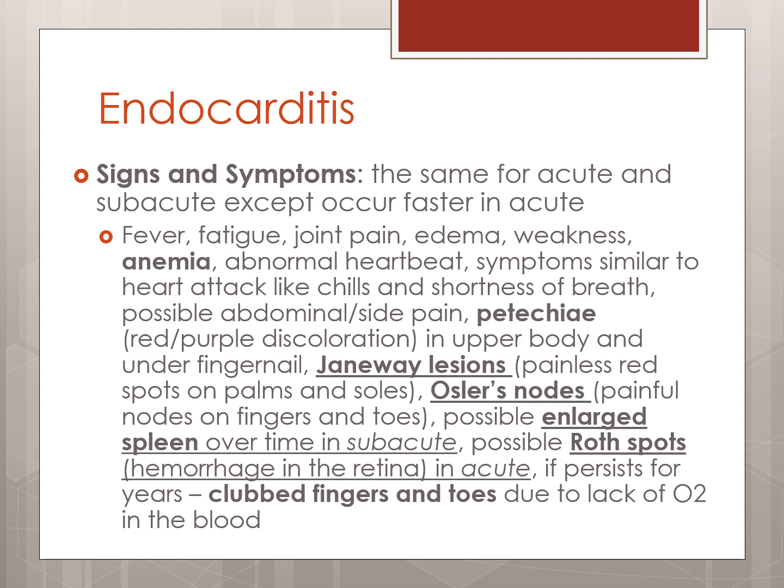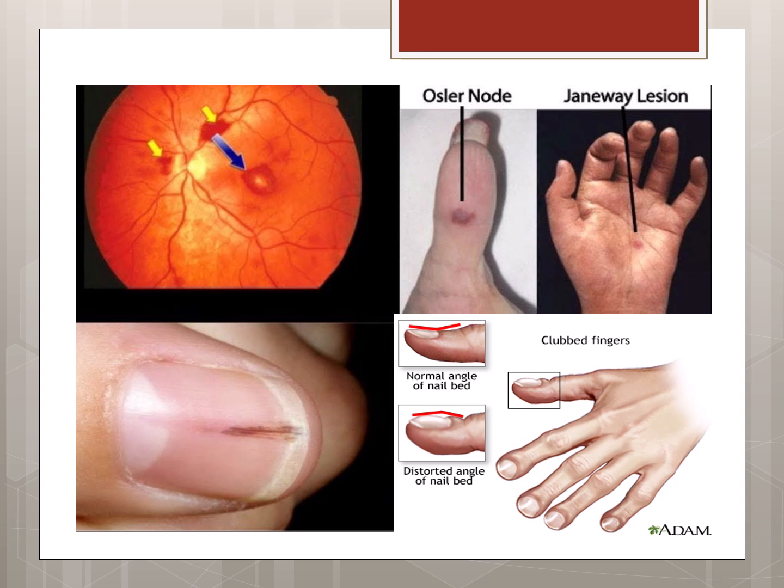So let's take a look at some pictures. All right, so that fingernail, we are seeing petechia on that fingernail, that discoloration, kind of purply red. In that upper left image, we are seeing the retina, the back of the eye, and some Roth spots. Those are areas where we have hemorrhaging of the retina. And then we have Osler nodes, Janeway lesions, and then that clubbed fingers. Again, clubbed fingers and toes are going to be endocarditis that is persistent through quite a long period of time.